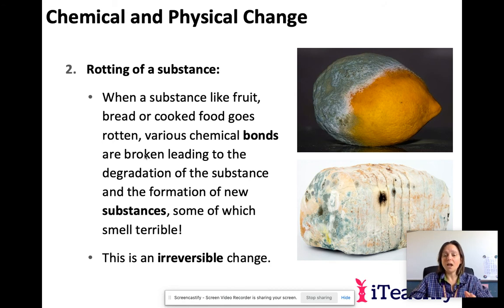Rotting is another example, or something going spoiled. It's altering the chemical composition. That mold that's on it is actually breaking down the sugars in the breads and in the fruits into something different. And again, we have a new substance being formed because those bonds are being broken. So on a macroscopic level, there are changes occurring. And again, this is irreversible.